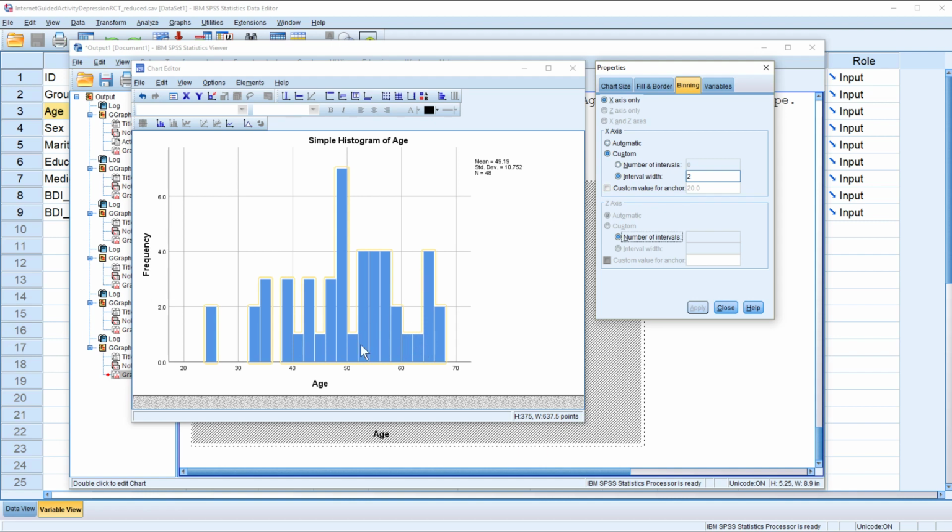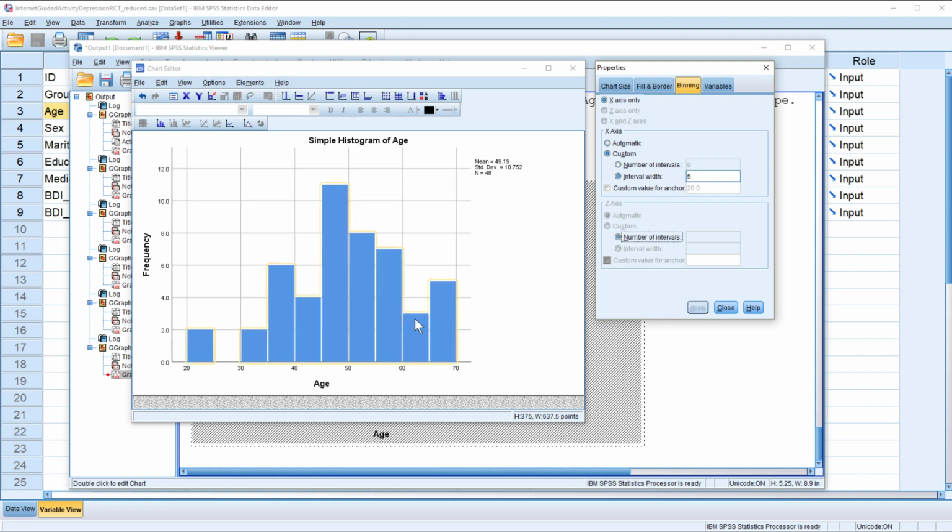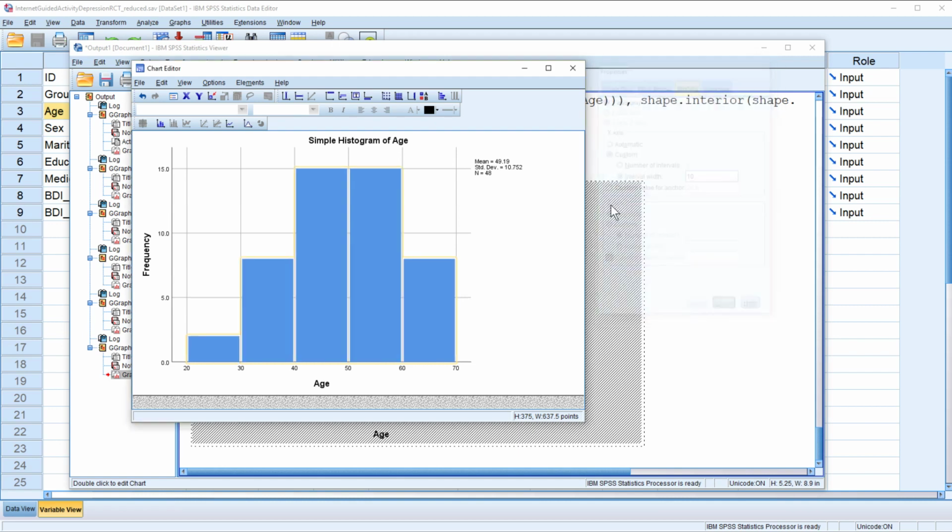So to my mind, this is too fine because I can't see the pattern that it's making because it's breaking it up into too many groups. Let's try widths of 5 years. And I think that might be where we started. Oh no, it was a little bit different there. So that's fine. But honestly, for this particular one, I like the 10-year one. I'm going to leave that.